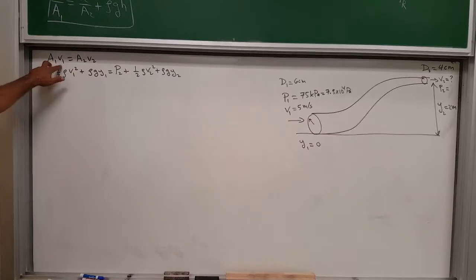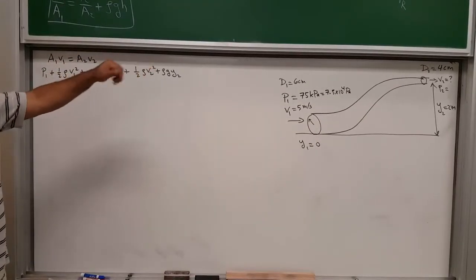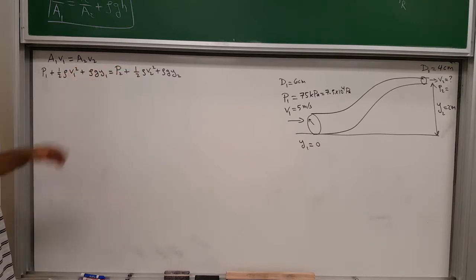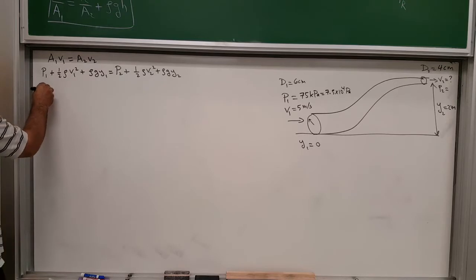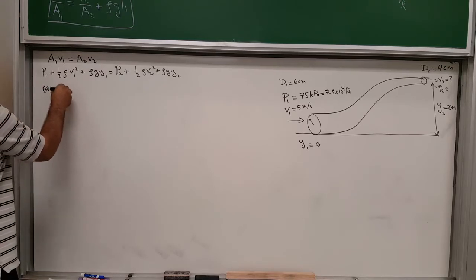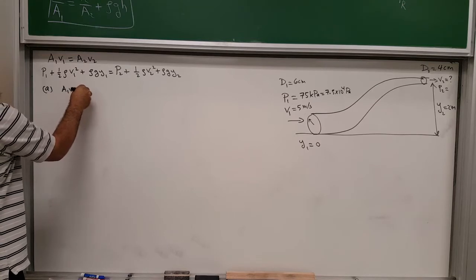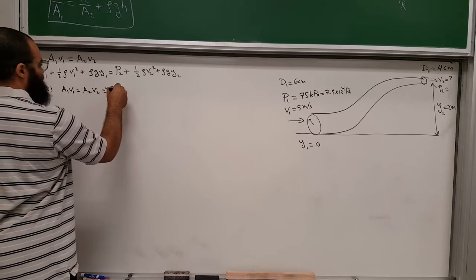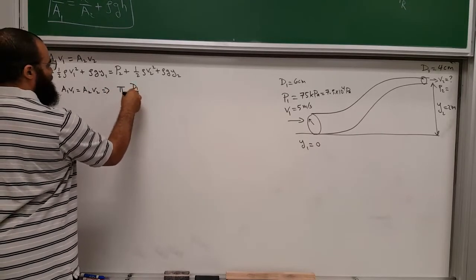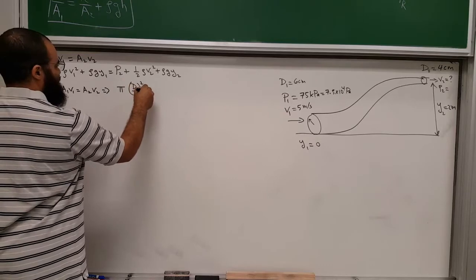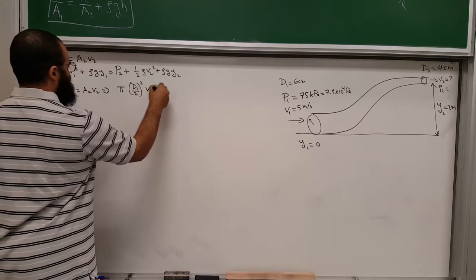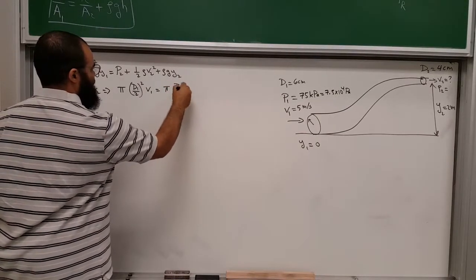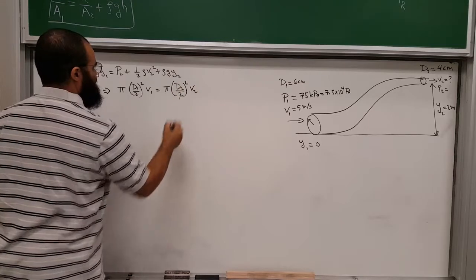Okay, so this is our friend. You see here, we have area 1, V1, and we have area 2 over there. We have the diameter, so we could get the area. And we're assuming it's a circular cross-section, by the way. So we could get V2. So for part A, let's do V2 first. We have area 1 V1 equals area 2 V2. Area 1 is pi r1 squared, so that's pi times diameter 1 divided by 2, the whole thing squared, times V1, equals area 2, pi r2 squared, diameter 2 divided by 2, the whole thing squared, times V2.